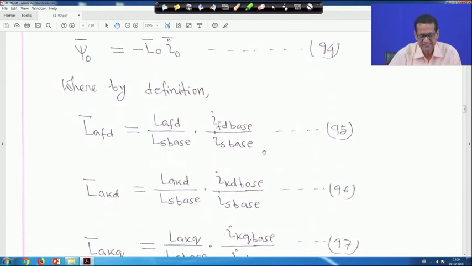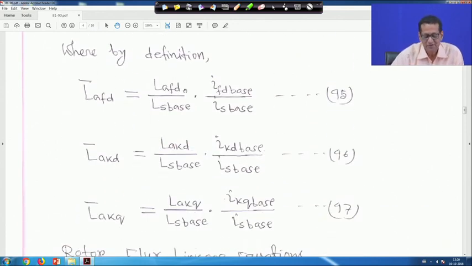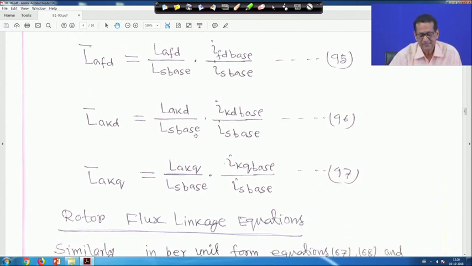Now, by definition LFD bar will be LAFD upon LS base into IFD base upon IS base. These are very simple things, but I suggest that you derive them a little bit. Similarly, LAKD bar will become LAKD upon LS base into IKD base upon IS base. This is equation 96. Similarly, LAKQ bar will be LAKQ upon LS base into IKQ base upon IS base, right. So, this is equation 97.